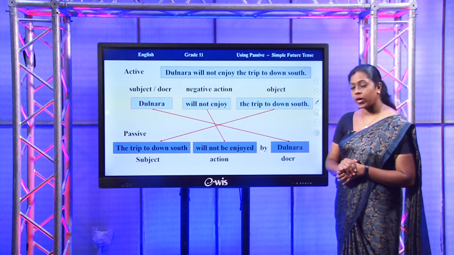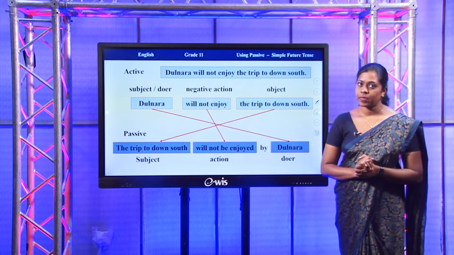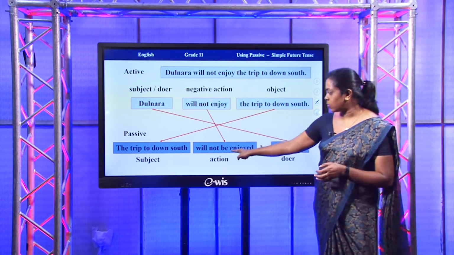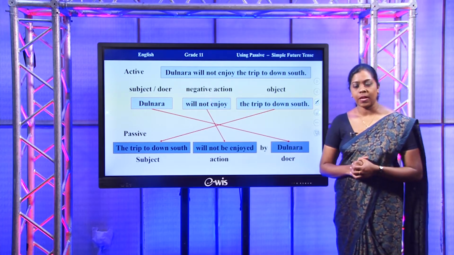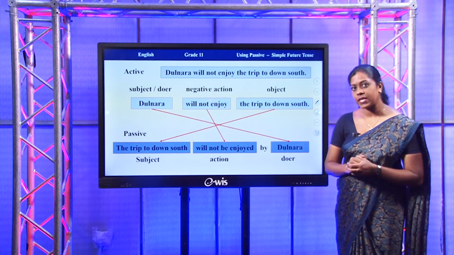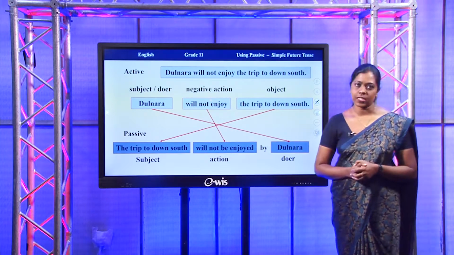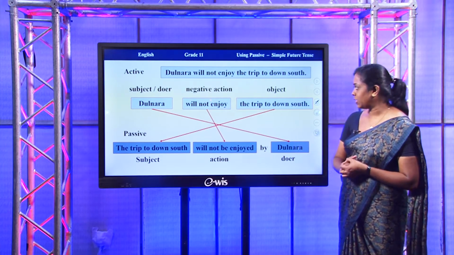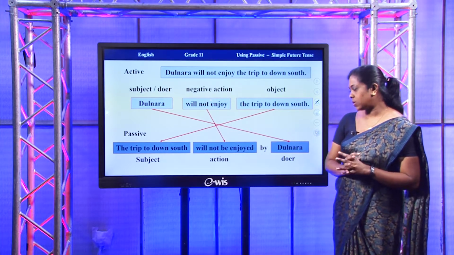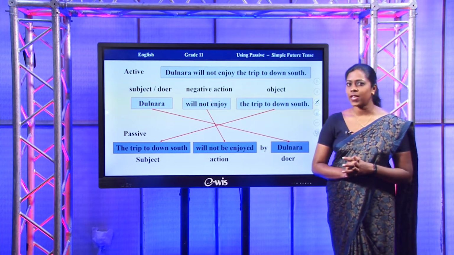Will not enjoy will be changed into will not be enjoyed. We include be in that place, right? And then Dulnara, the subject of the active sentence, can be taken to the object position of the passive sentence. So Dulnara will not enjoy the trip to down south will be converted into passive as the trip to down south will not be enjoyed by Dulnara. Not that easy, is it?